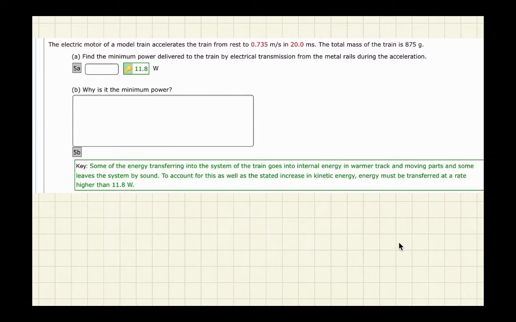And then lastly, we have this electric motor of a model train, accelerating a train from rest to 0.735 meters per second. And we're given the mass of the train. Again, this is in grams, not kilograms. This time is in milliseconds. So we're going to need to convert those. But my givens here are V initial, V final, t, and m.